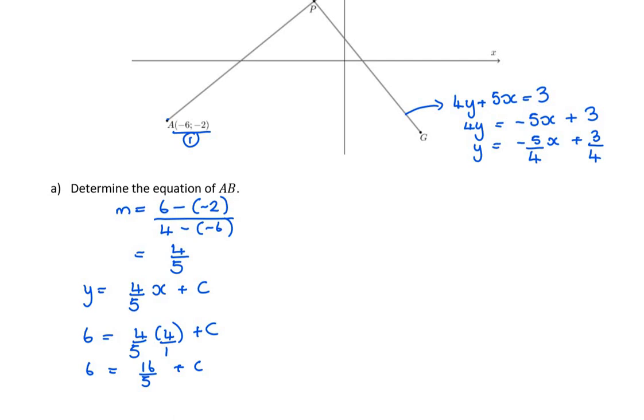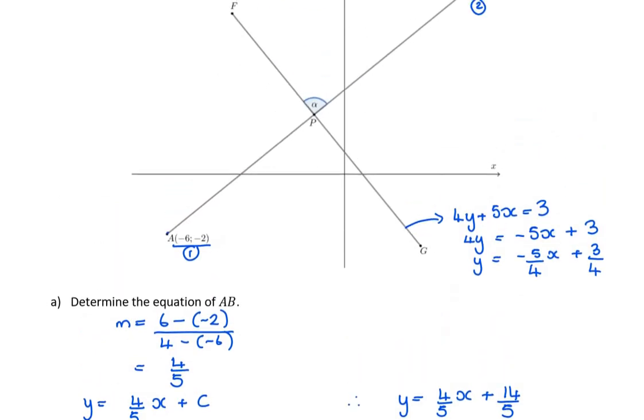So if I take 6 and I minus 16 over 5, I get 14 over 5 is equal to c. And so finally, I'll write it over here. My equation is 4 over 5x plus 14 over 5. Great. Now I personally would go and write that in, because you never know when I need it. So this is 4 over 5x plus 14 over 5.